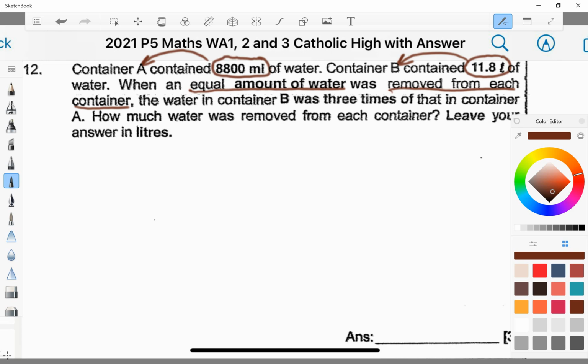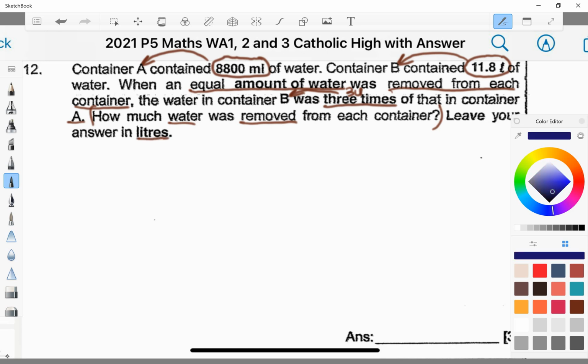So we continue by reading that the water in container B was 3 times that of container A. I'll underline 3 times. I'll indicate 3 units. And I will point at B. Thereafter, I'll underline A. So the question is asking us how much water was removed from each container. And they want the answer in liters.